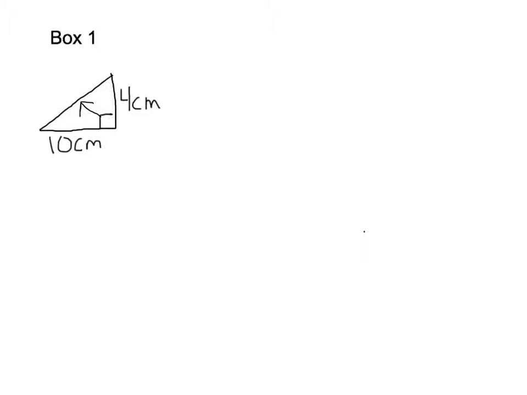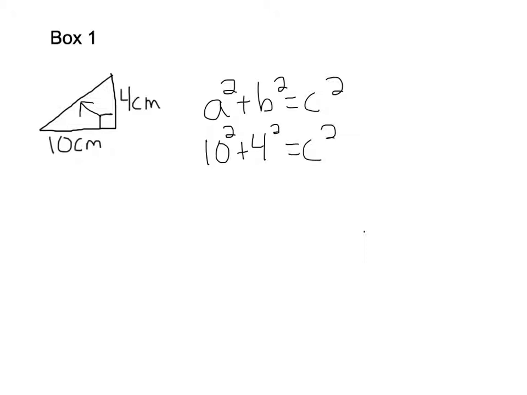Now you should look at your card, and it will show you exactly the steps you need to do. And you need to write all these steps down to get credit. The first thing you want to do is write down a squared plus b squared equals c squared. Now remember, a and b are your legs, so you substitute in 10 squared plus 4 squared equals c squared.